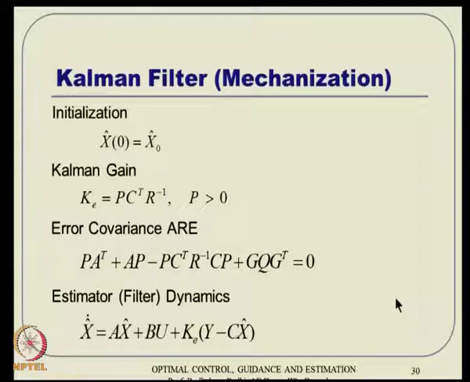Alright, so the estimator dynamics turns out to be what is given here. x hat dot is A x hat plus B u plus K times (y minus C x hat). This factor is the innovation term. Y is the actual sensor output minus C x hat, which is the predicted system output.